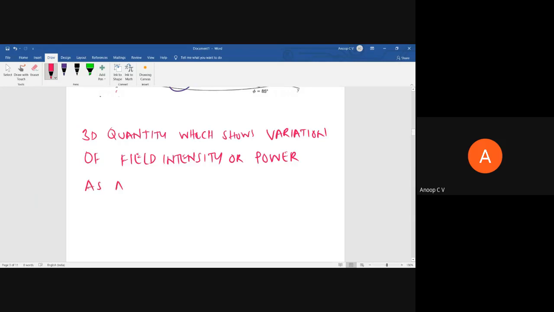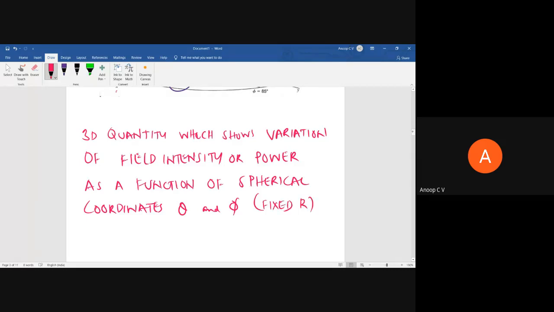As a function of spherical coordinates theta and phi. So it's understood that for a fixed value of r, right? So how will you find a radiation pattern?